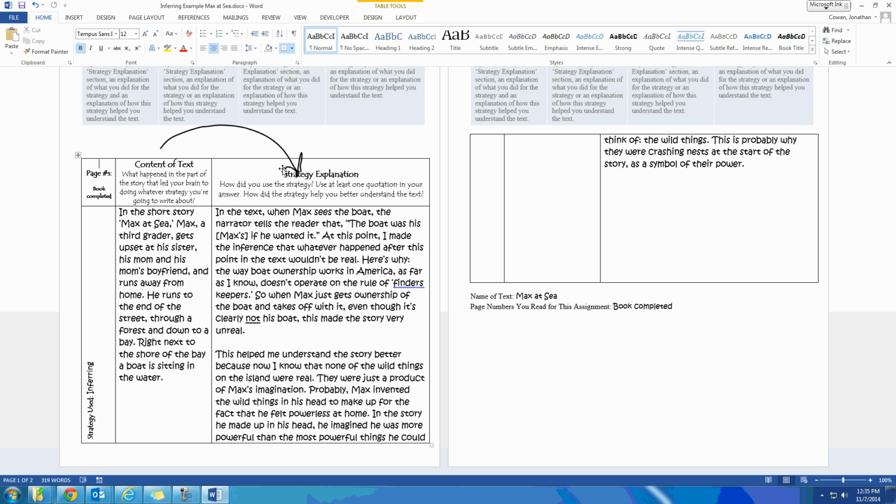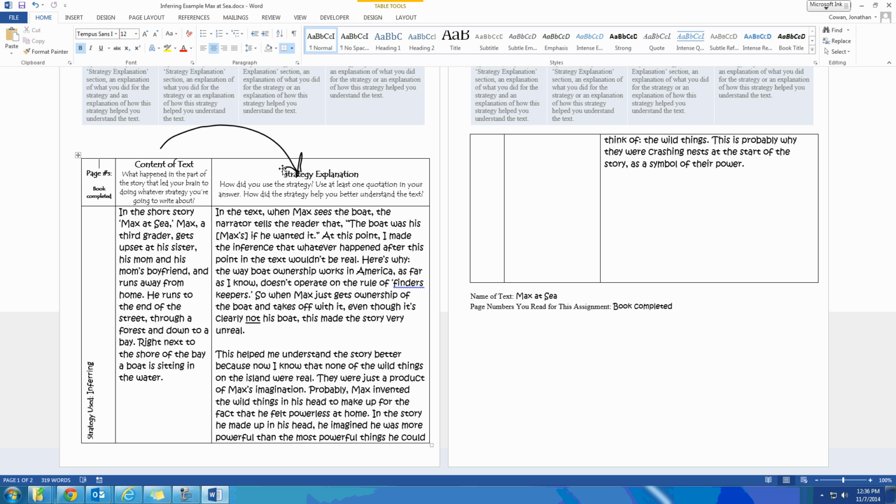This helped me understand the story better because now I know that none of the wild things on the island were real. They were just a product of Max's imagination, probably. Max invented the wild things in his head to make up for the fact that he felt powerless at home. In the story he made up in his head, he imagined he was more powerful than the most powerful things he could think of, the wild things. This is probably why they were crashing nests at the start of the story, as a symbol of their power.